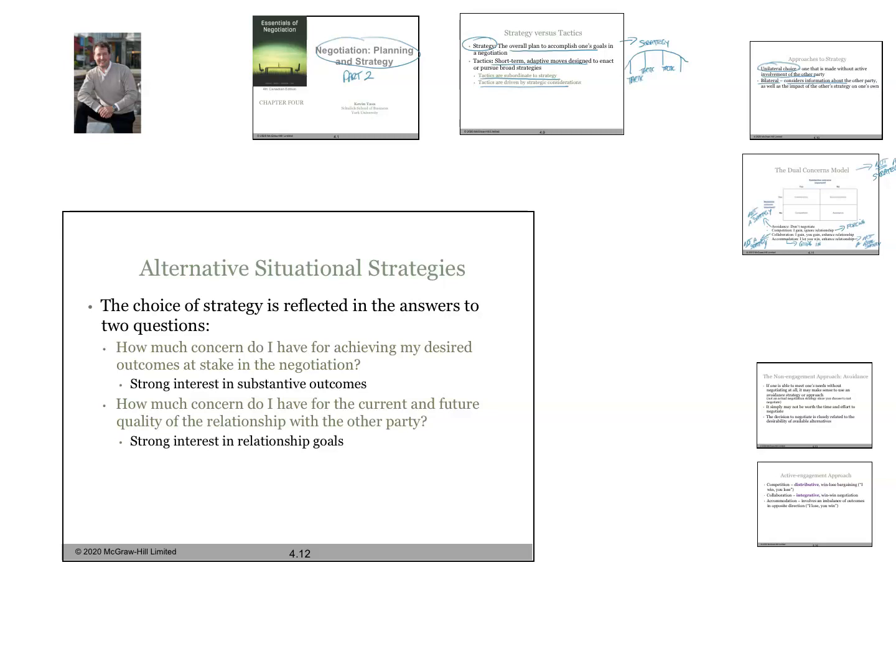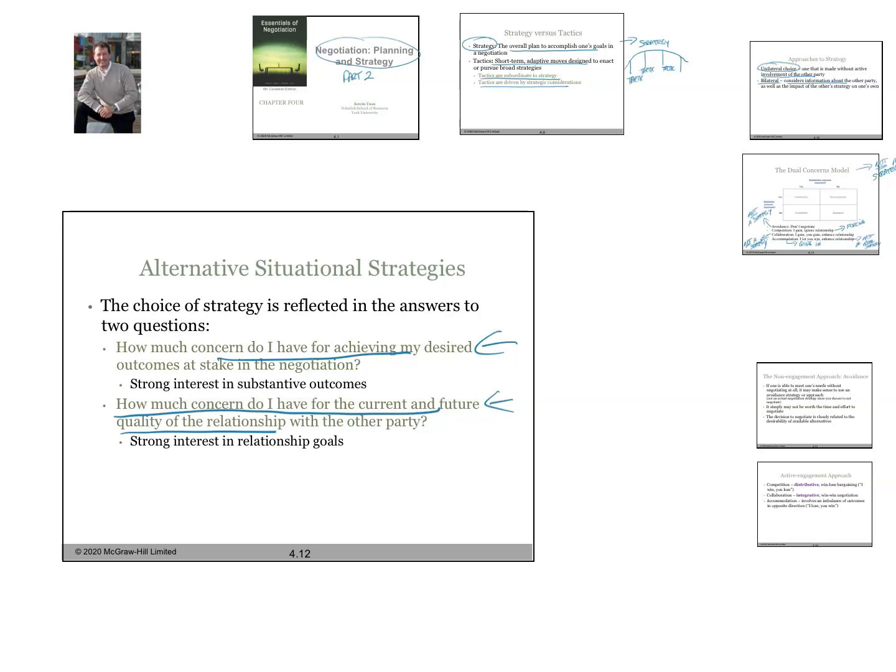With the dual concerns model that we looked at a few minutes ago, it offers us a framework to see our relationship to both the substantive outcomes we're hoping to achieve and the relationship we have with our opponent and how valuable that is to us. So these are what these 2 questions are here. How much concern do I have for achieving my desired outcomes? And how much concern do I have for the current and future quality of the relationship with the other party? So keep those things in mind. That will help you make the decisions.